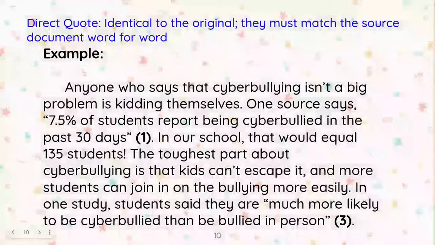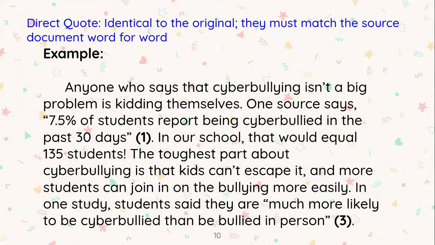Then there's direct quote. A direct quote is identical to the original writing. The words must match the source document word for word. So here's an example. Let's say that this second sentence came from a source. It says, one source says 7.5% of students report being cyberbullied in the past 30 days. I have quotations to show that I'm directly quoting that from someone else, and then I have the number to show where that information came from.